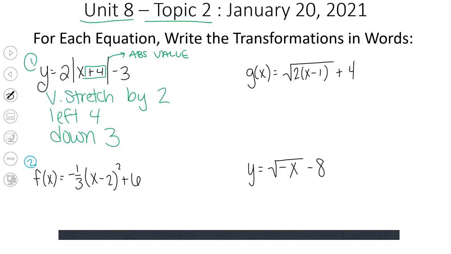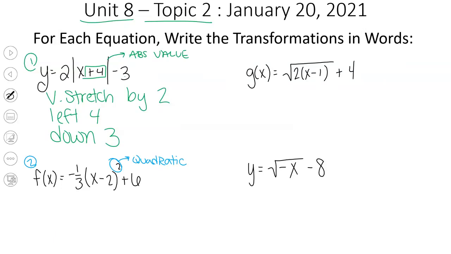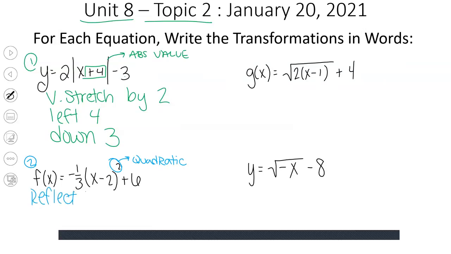This one down here. What type of graph is that? It has this little bitty squared. What does this little bitty square tell me? It's a quadratic. Does that squared have anything to do with transformations? No. All it does is tell me my graph's going to be shaped like the letter U. Okay? What is the very first transformation I see in this equation? The negative. It reflects. What does it reflect? The x-axis.